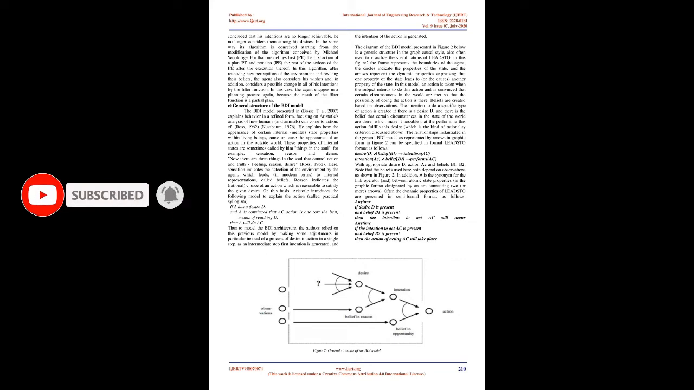In this algorithm, after receiving new perceptions of the environment and revising their beliefs, the agent also considers his desires and, in addition, considers a possible change in all of his intentions by the filter function. In this case, the agent engages in a planning process again, because the result of the filter function is a partial plan.